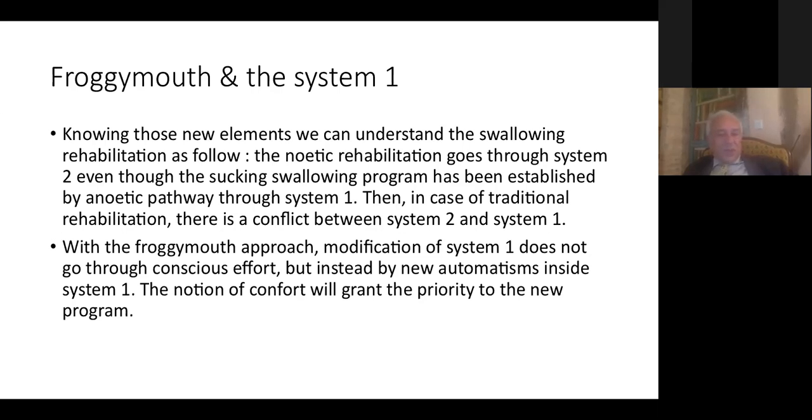So it's very difficult, when you learn the good program in system 2, to automatize this new program, because you must inhibit the first system 1. When you have your reeducation through Froggymouth, we are also in system 1. So there is not this need of inhibition of system 1, and the new program will be printed because it is more comfortable, more pleasant and more efficient than the old program.